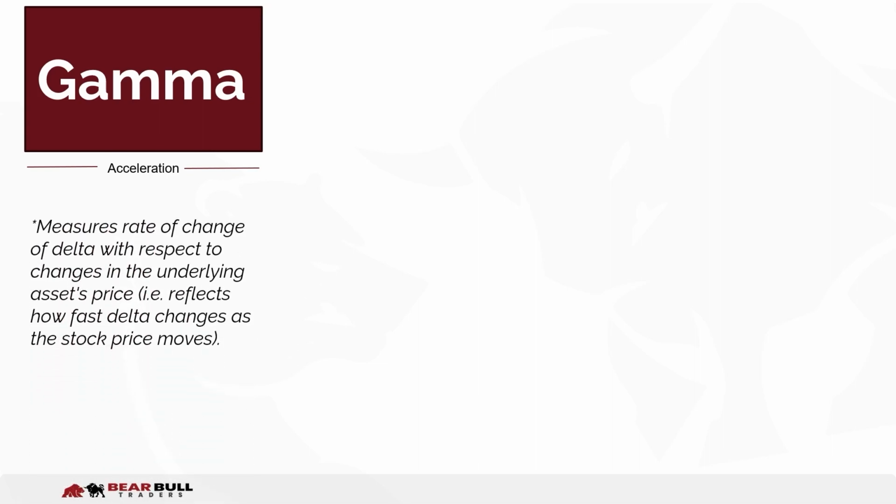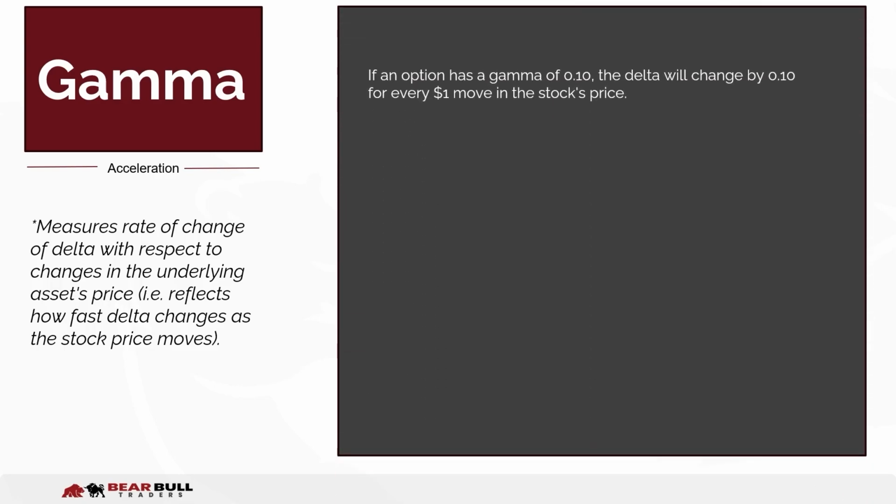Our next option Greek is gamma, the acceleration. Gamma measures the rate of change of delta with respect to changes in the underlying asset's price, meaning how fast delta changes as the stock price moves. For instance, if an option has a gamma of 0.1, the delta will change by 0.1 for every $1 move in the stock's price. This is why delta changes and never stays the same. We have gamma pressing on the accelerator to change the delta amount.